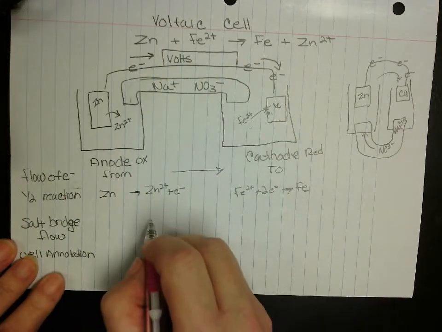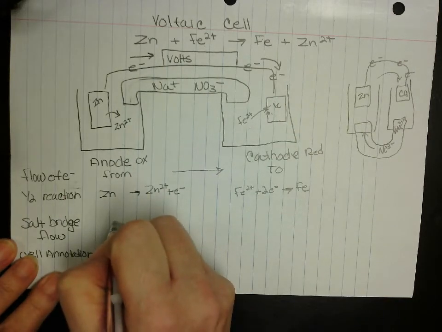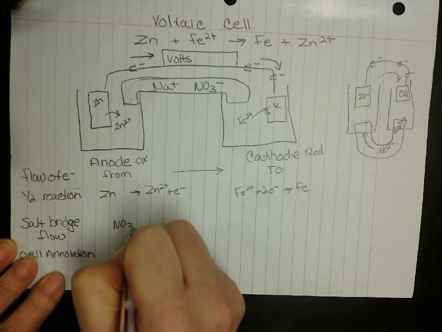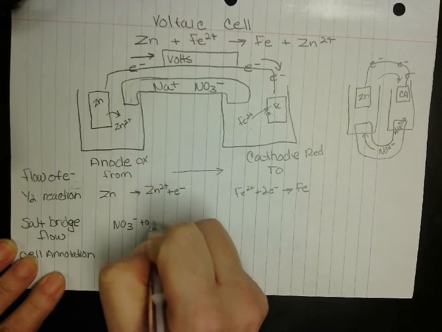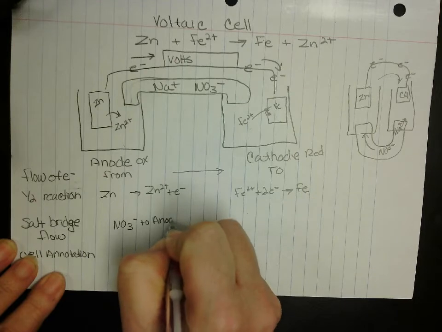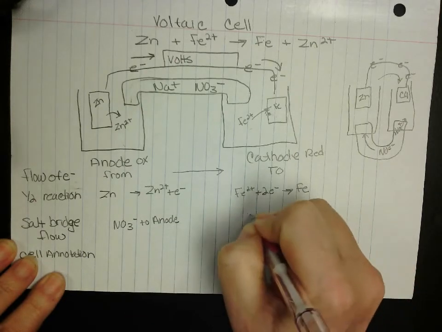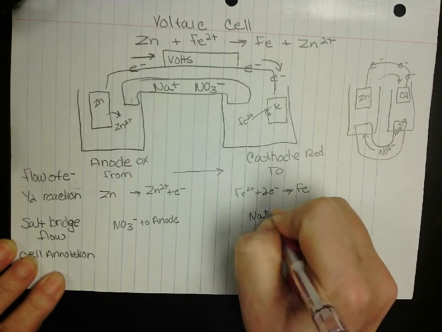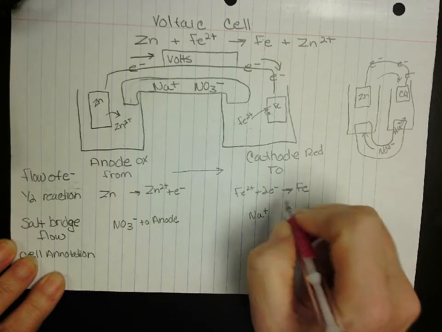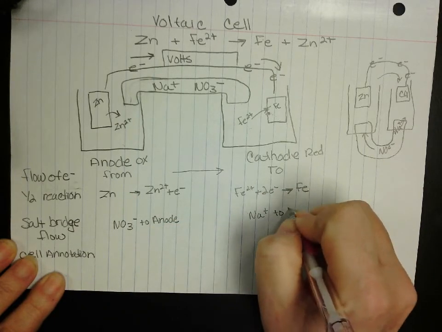So our salt bridge flow: we have NO3 minus to the anode, and sodium to the cathode.